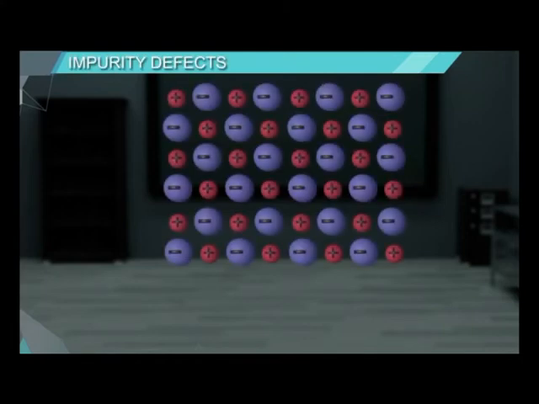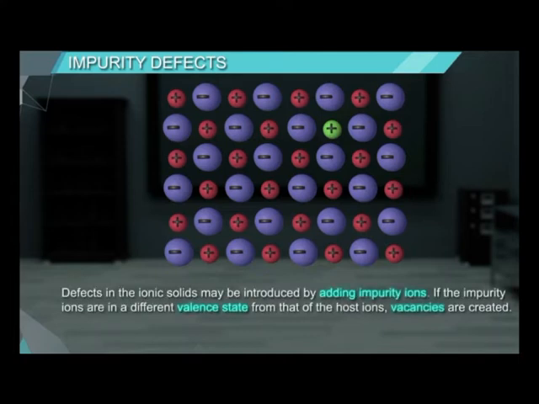Impurity defects. So far, we have discussed point defects where there are no foreign atoms. Foreign atoms can occupy interstitial sites or lattice sites in a crystal. Defects in ionic solids may be introduced by adding impurity ions. If the impurity ions are in a different valence state from that of the host ions, vacancies are created. Let us understand with the help of an example.